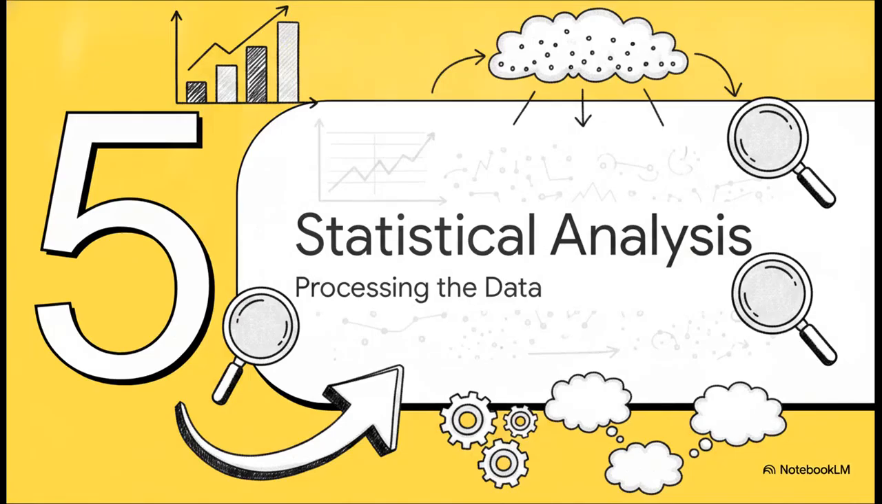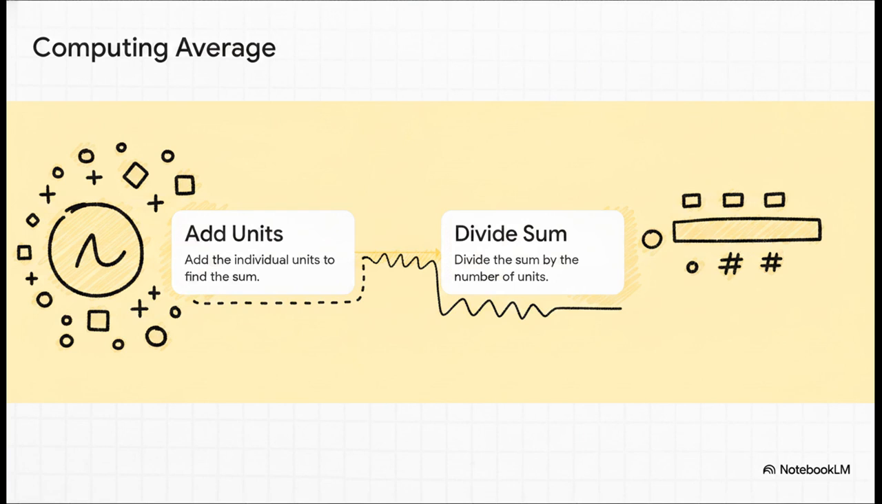And our final section, Part 5, Basics of Statistical Analysis, Processing the Data. Once you're comfortable with numbers and operations, you can actually start processing massive amounts of data to find overall trends. This is where math really starts explaining real-world behaviors. One of the most useful statistical tools out there is the arithmetic mean, which we more commonly know as the average. An average basically takes a scattered group of numbers and synthesizes them into a single representative number.